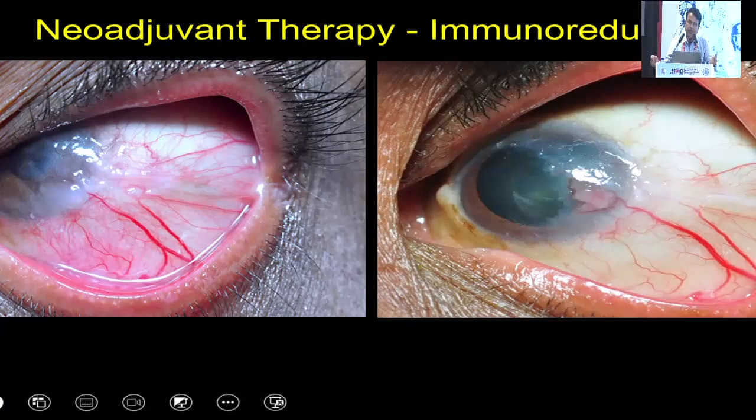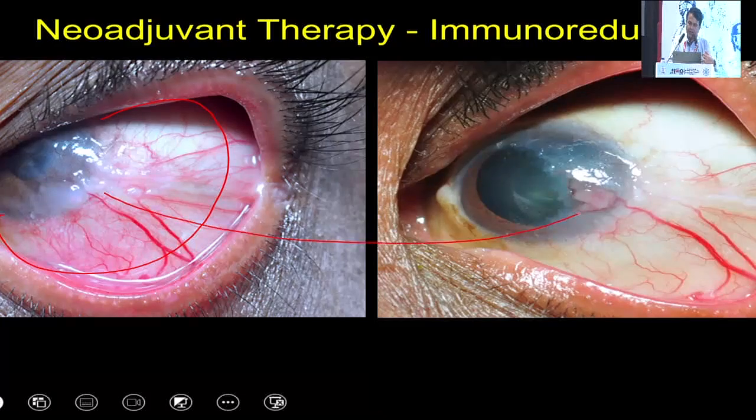Immunoreduction is a principle where you reduce the size of the tumor before you do surgery. Now this patient has an extensive tumor, very large tumor, which is flat. Of course, you can excise it. But upon immunotherapy, what has happened is that the tumor has become much smaller. And why does that happen?